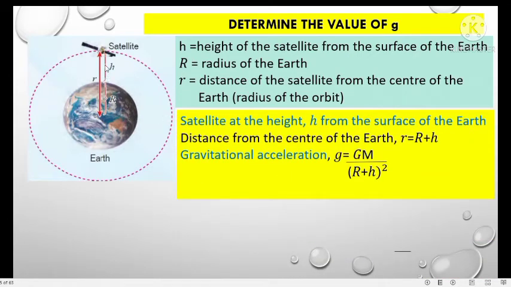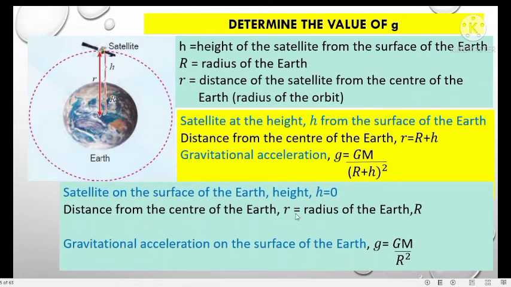The satellite is at height h from the surface of the Earth, thus the distance from the center of the Earth equals the radius of the Earth plus h, or height. So that equals small r. So we get r equals capital R plus h. From here, the gravitational acceleration g equals GM divided by r squared, where r equals the radius of the Earth plus height. So we just substitute here, squared. This is the formula used for gravitational acceleration according to the distance between an object and the Earth.